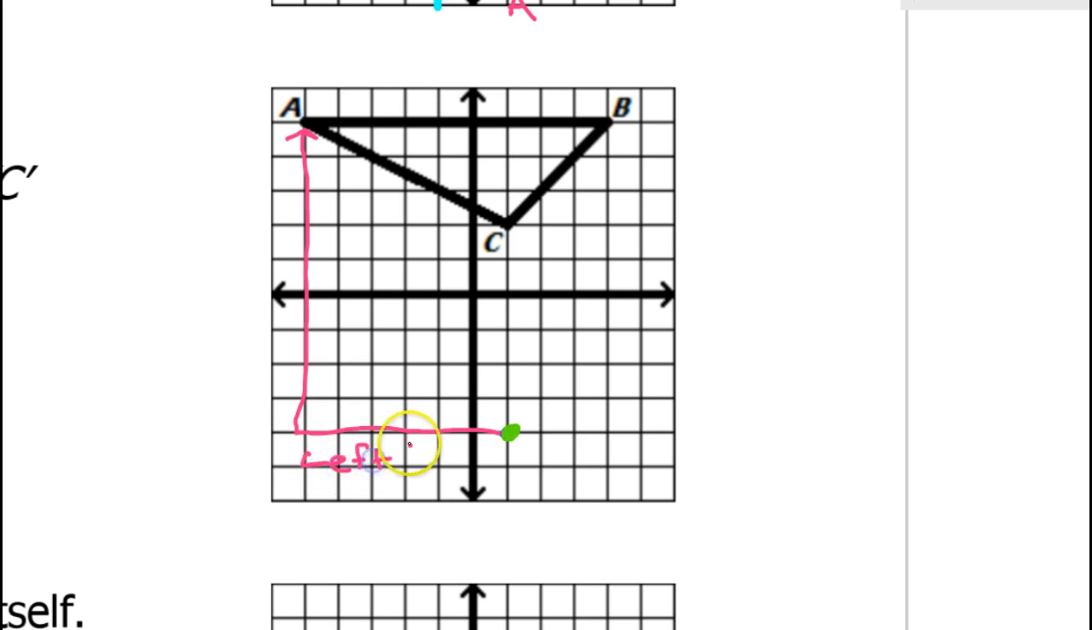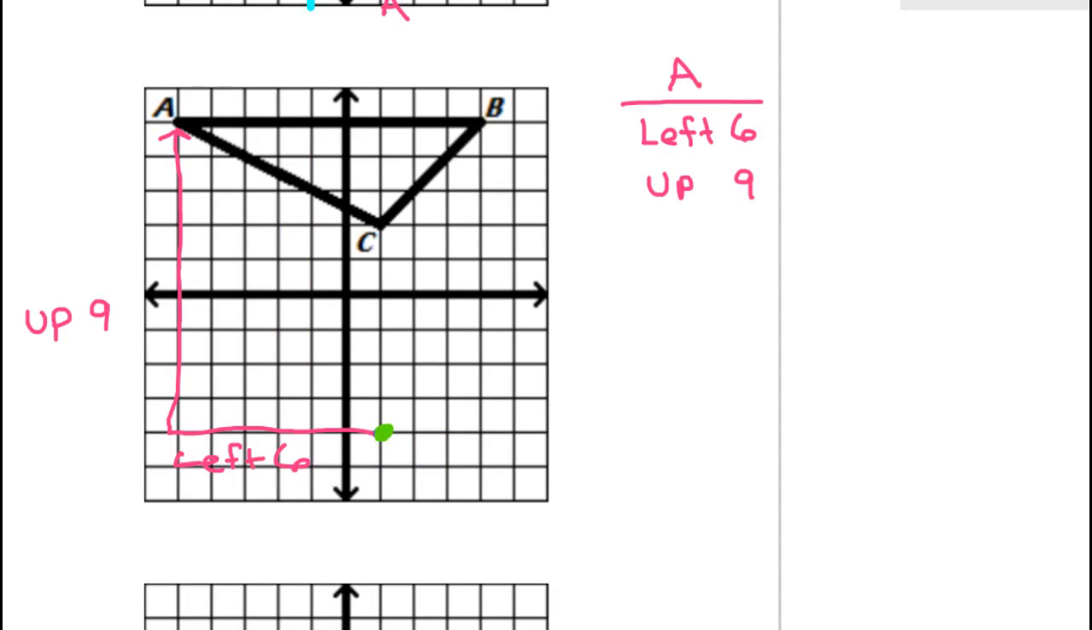Let me just write that down. So I went left 6, and then I went up, how many? 7, 8, 9. So I went left 6 and up 9. So to get to point A, I had to go left 6 and up 9.